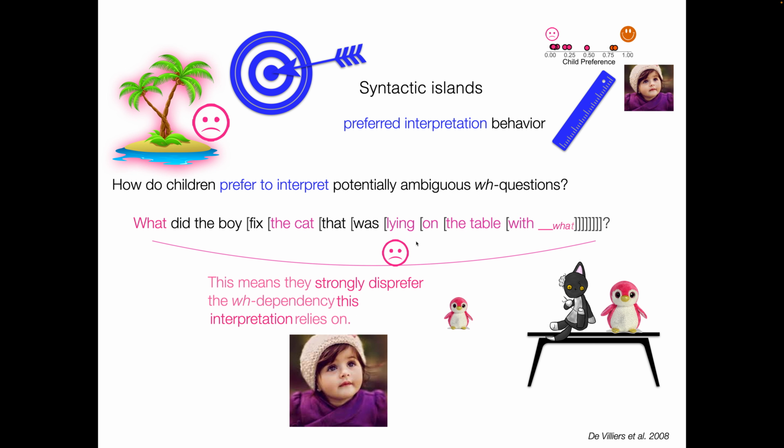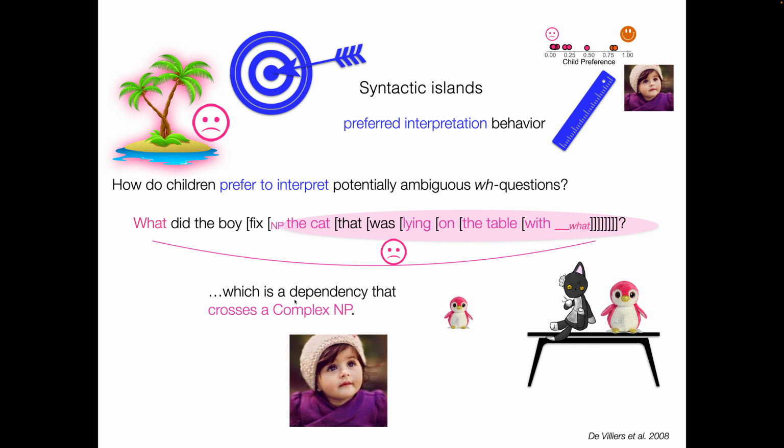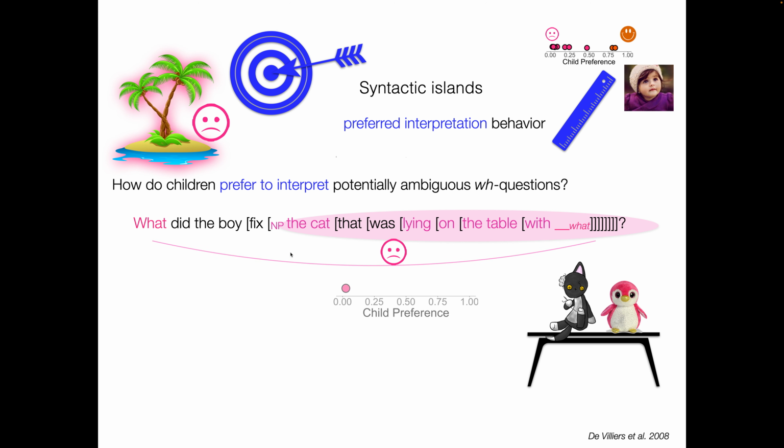And so the one they disprefer actually corresponds to this particular WH dependency, right? Which in fact turns out to be a complex NP crossing dependency, one of the islands we talked about before. And so in fact, how much do they disprefer it? This much. They only barely prefer it at all, very, very little, right? So on the scale from 0 to 1, where 1 is I really love it and 0 is I never love it, they're way down here.